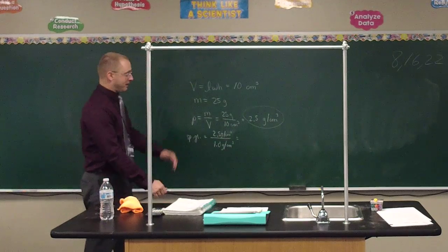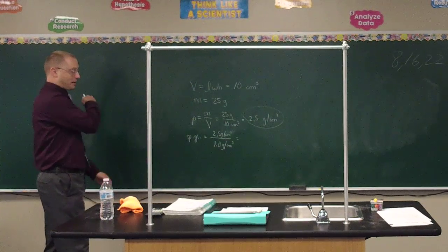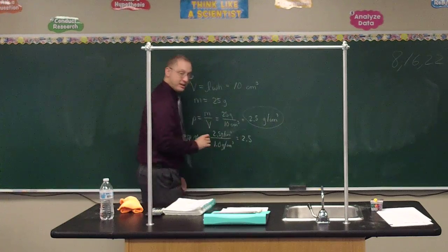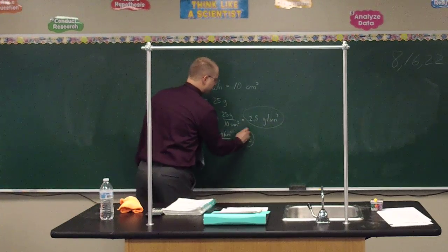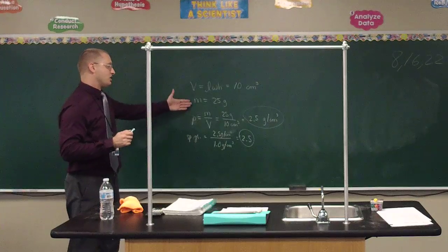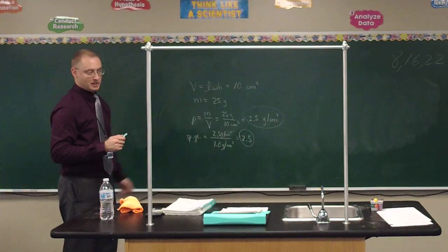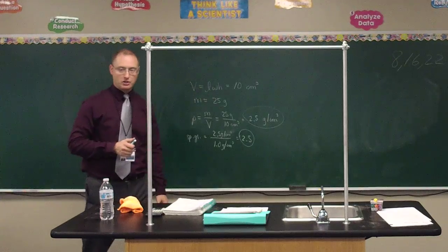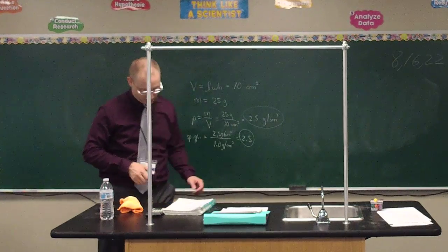And if I divide 2.5 grams per cubic centimeter by 1 gram per cubic centimeter, I get 2.5 what? Just 2.5. And notice the specific gravity is the same numeric value as the density, just less the units, when you're dealing with a solid or a liquid. Questions on that? All right, look at example 2.2.